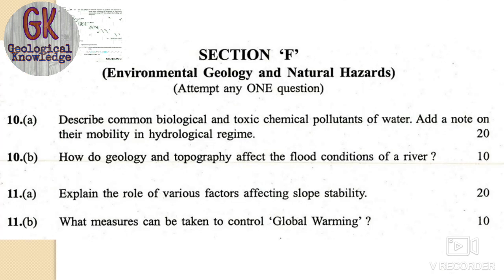And section F, that is environmental geology and the natural hazards. So question number 10A, you have to describe the common biological and the toxic chemical pollutants of water, and you have to add a note on their mobility in hydrological regime. And 10B, how do geology and the topography affect the flood conditions of the river?